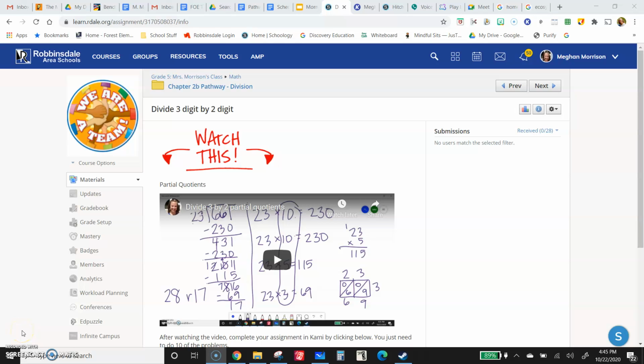All right, here is divide 3 digits by 2 digits, the standard, quote unquote, standard way.